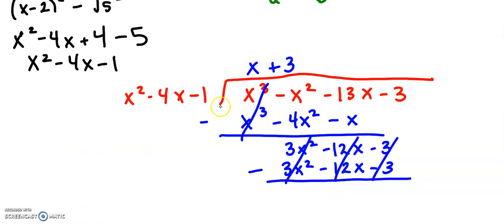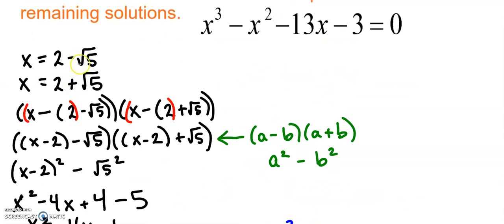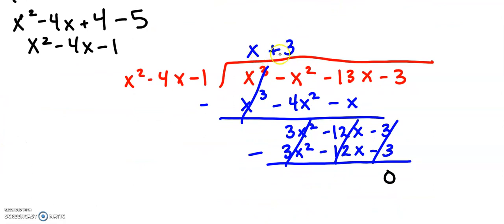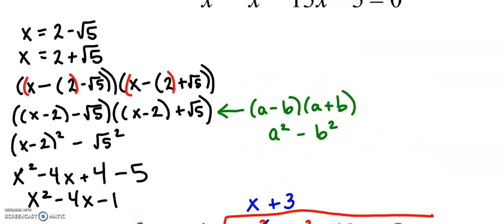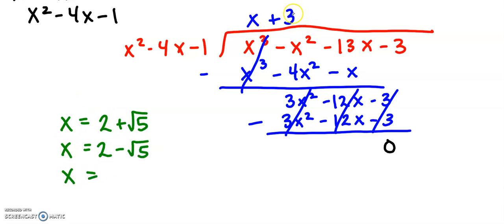Okay, so I did my long division and notice that I got a remainder of 0. Does that make sense? Well, yeah. I divided it by a polynomial that I constructed from 2 of its zeros, 2 of its factors, really. And what remained was x plus 3, which does tell me my third and final solution. Here are my 3 solutions. x equals 2 plus root 5, x equals 2 minus root 5, and x equals, if I set this equal to 0, negative 3.